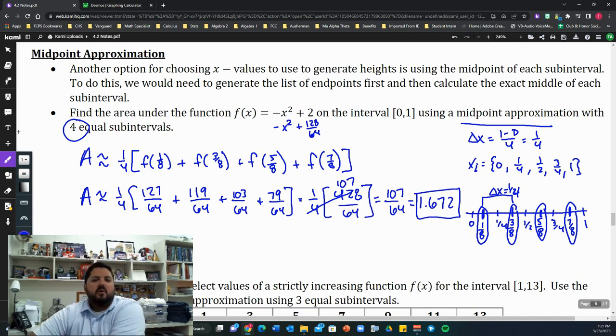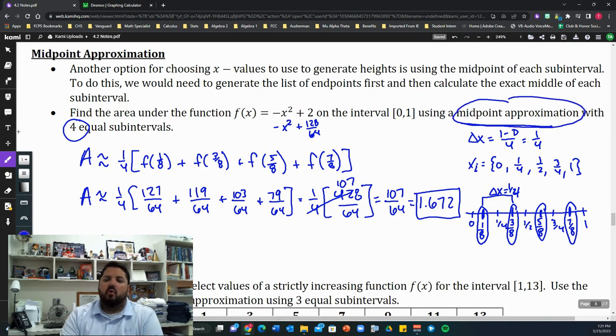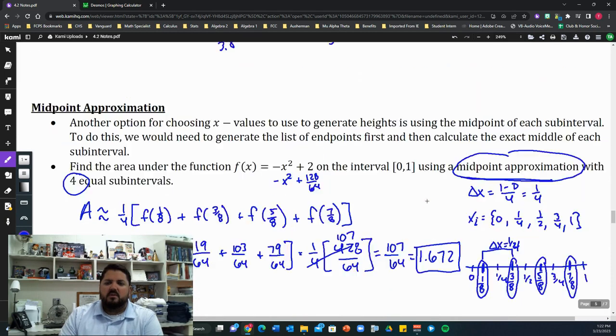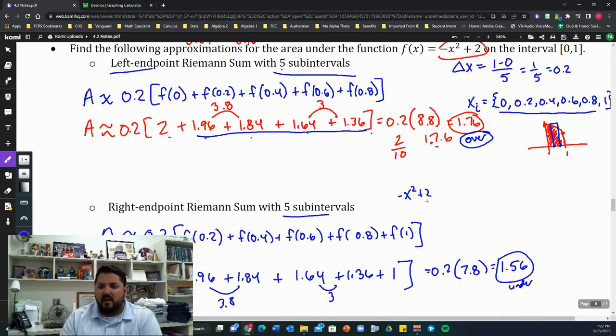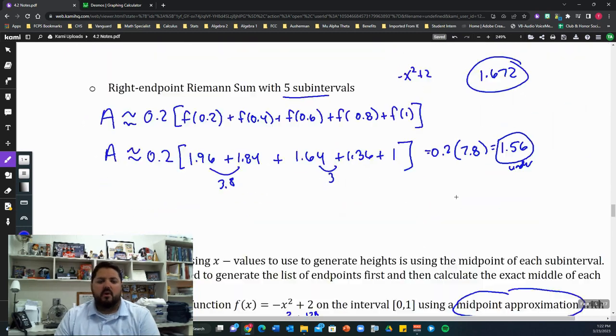1.672. So again, when it's a midpoint approximation, we can't really qualify it as over or under, because we'd actually have to see the curve and how all the rectangles relate to the curve itself to know whether there's more extra area or more uncovered area underneath the curve. But what we do know is that this midpoint approximation is closer to the actual thing than either of our previous approximations. So 1.672, you can see that that is somewhere in the middle of this over and under approximation. So that kind of confirms what we were talking about earlier.